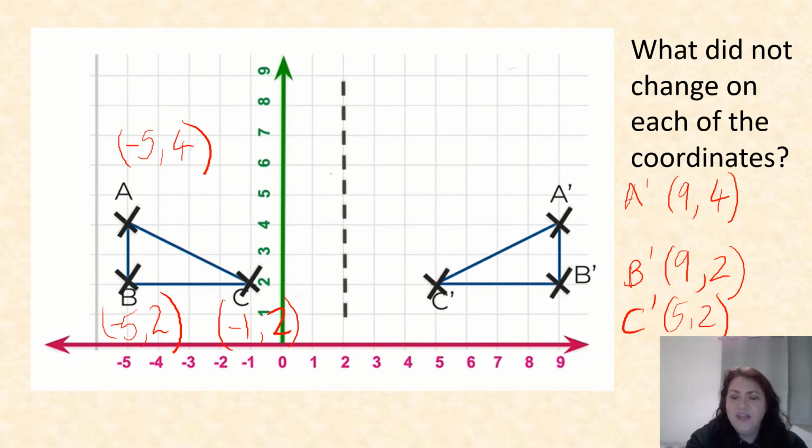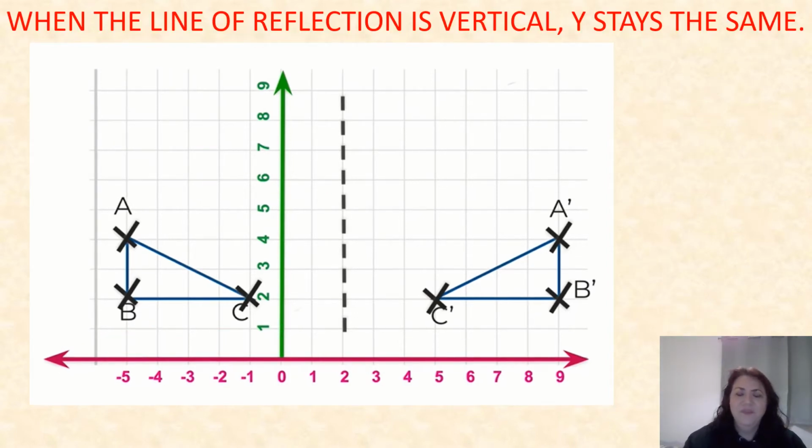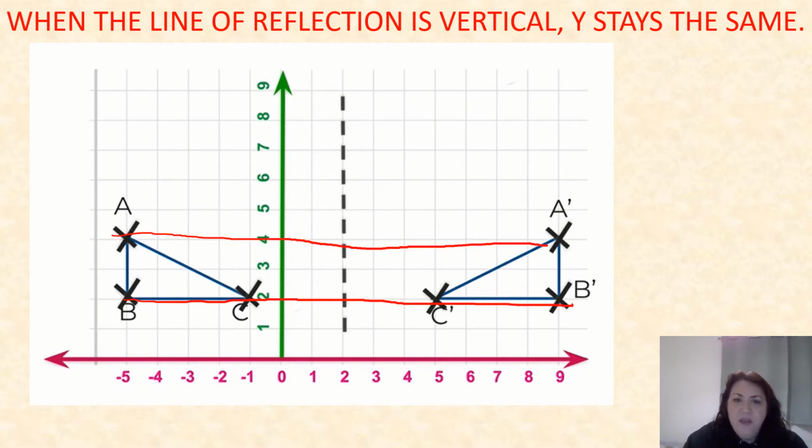I wonder if you can work it out. This is the reason why. When that line of reflection is vertical, remember horizontal is horizon, so when it's vertical up and down, the y stays the same. The y coordinate stays the same, because all we're doing, if you look at it, is staying on that line along there. All the points, even though we're flipping them, they're still staying on that line. Can you see why they don't change?